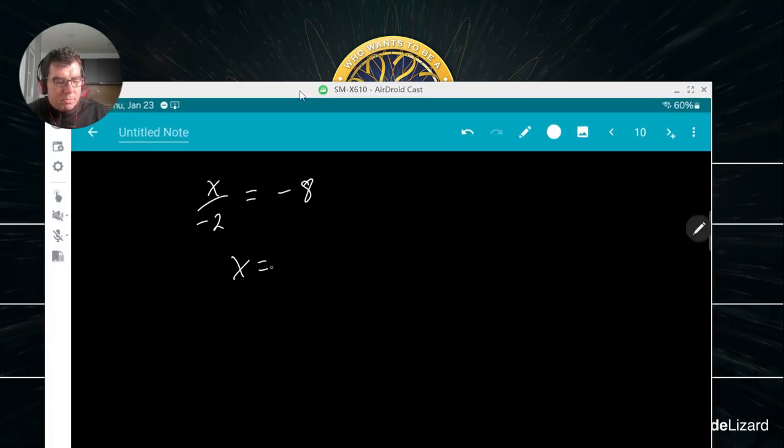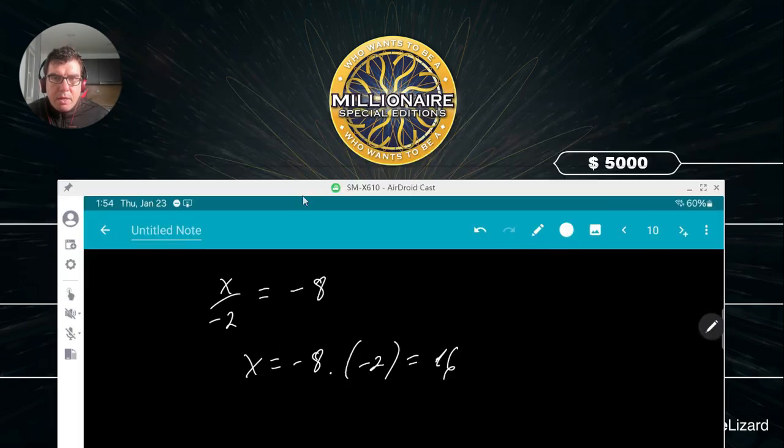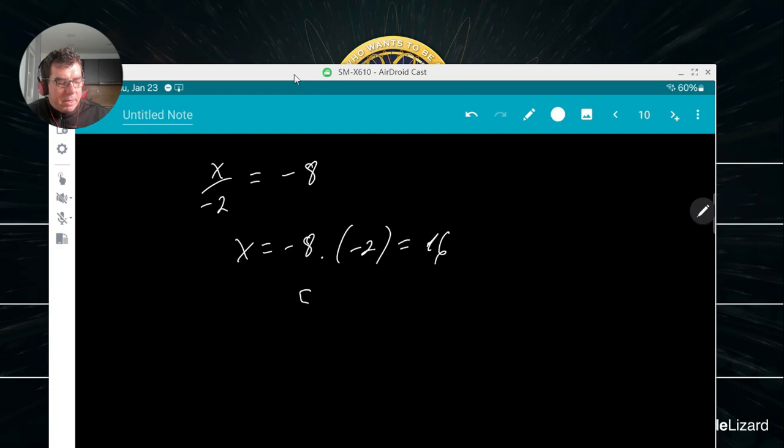So x equals minus 8 times minus 2, which is plus 16. Minus times minus gives a plus. And therefore 5 minus x is 5 minus 16, which is minus 11. And that's the answer.